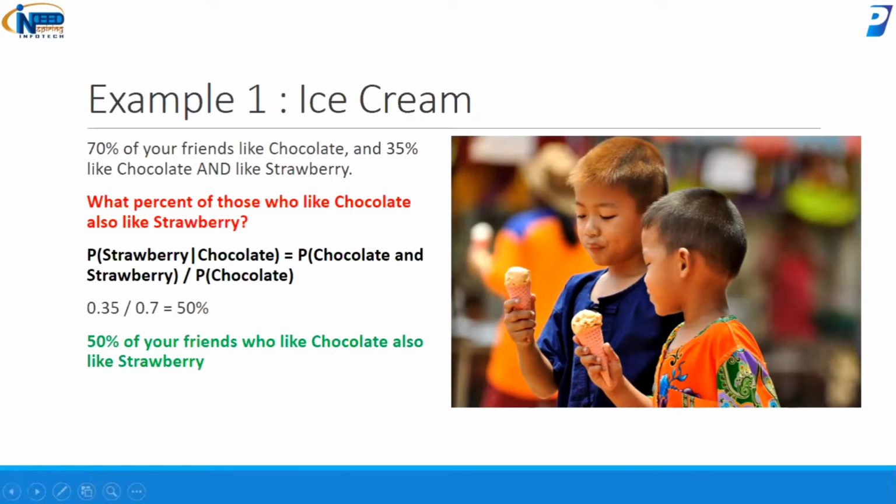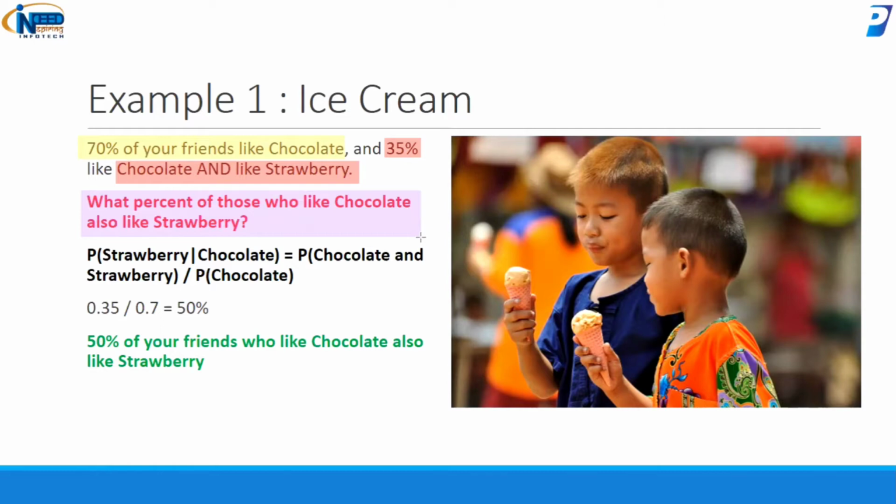So in this example, we have friends, and 70% of our friends like chocolate ice creams, and 35% of our friends like both chocolate as well as strawberry. Now, the problem statement is to identify the percent of those who like chocolate who also like strawberry. I'm repeating: what is the percentage of those who like chocolate but also like strawberry?